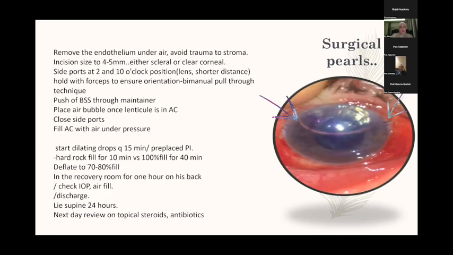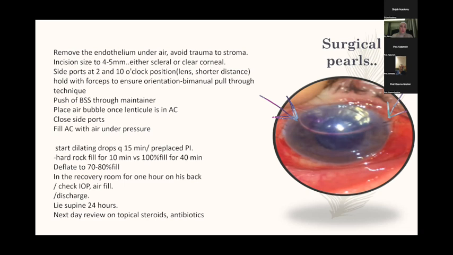Now, some pearls and tips. It's very important to remove the endothelium under air and not to use viscoelastic, because that will interfere with the attachment. Avoid trauma to the stroma, and I've seen many people try just to score the stroma. There was a saying that if you score the stroma, you allow a rough surface for the endothelial side to attach, and I don't do that, and I avoid it because you will end up causing some scar.